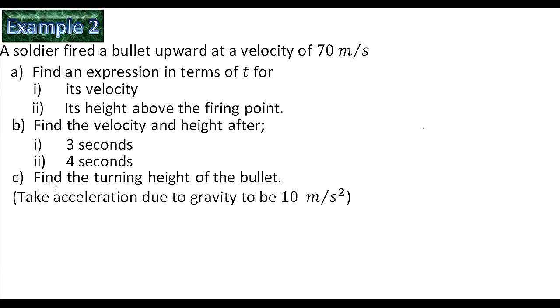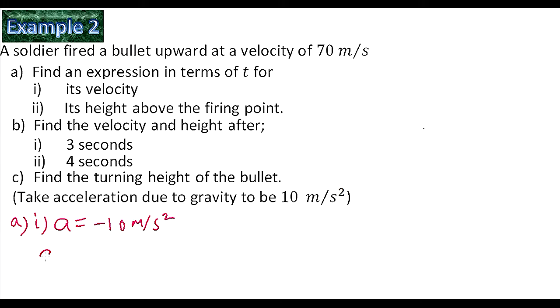So in our example 2, a soldier fired a bullet upward at a velocity of 70 meters per second. Part A, Roman number 1. Find an expression in terms of t for its velocity. So we know that since the bullet is moving against the gravitational force or acceleration, then we can say acceleration of the bullet is minus 10 meters per second squared.